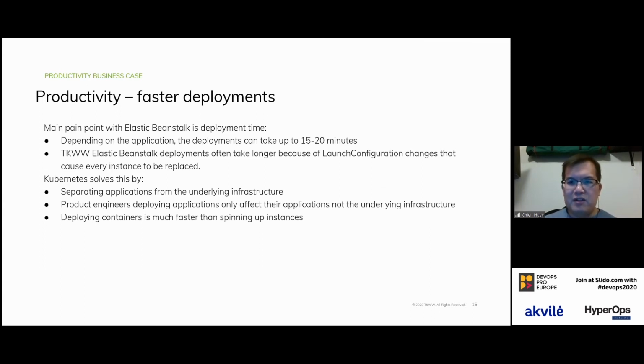And so Kubernetes solves this because it decouples the Docker container from the underlying infrastructure, right? There is nothing in a Helm chart deployment in Kubernetes where an engineer deploying an application is affecting the underlying infrastructure. They're not changing any load balancers. They're certainly not spinning up any instances. I mean, they might end up triggering an auto scaling event where additional instances are created, but their action by itself, if nothing else happens, is just deploying containers, right? And we know that deploying containers is a lot faster than spinning up instances.